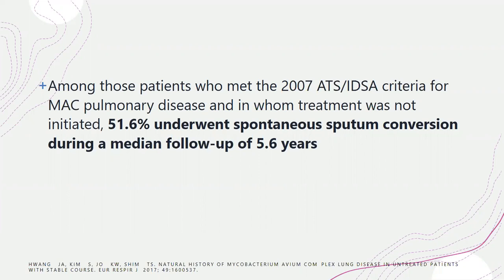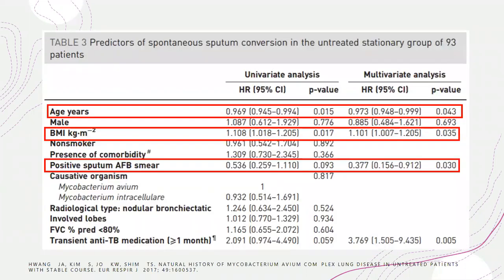And what are the predictors of that? If you had to filter through your patient list and look at who you think would spontaneously convert, some of the predictors they looked at in the same study were younger age, which makes sense. One thing that was very surprising to me was a higher body mass index. And one thing that makes sense is having a negative sputum acid-fast bacilli smear at initial diagnosis. Those were all predictors of patients who would spontaneously clear their sputum even without treatment.